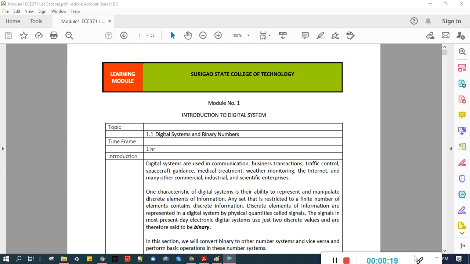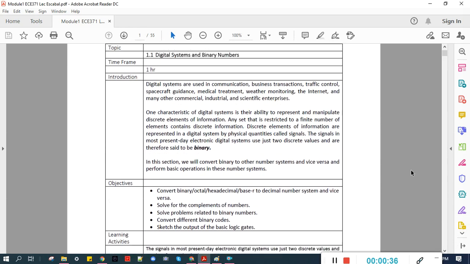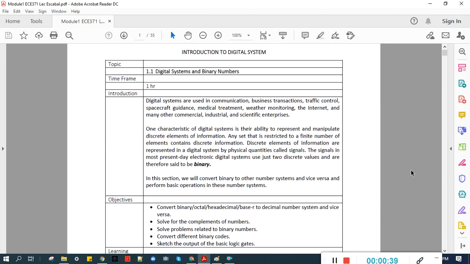Module number 1. And the first topic is digital systems and binary numbers for section 1.1. Our objectives in this subtopic are the following: to be able to convert binary, octal, hexadecimal, or any base to decimal number system, and vice versa.